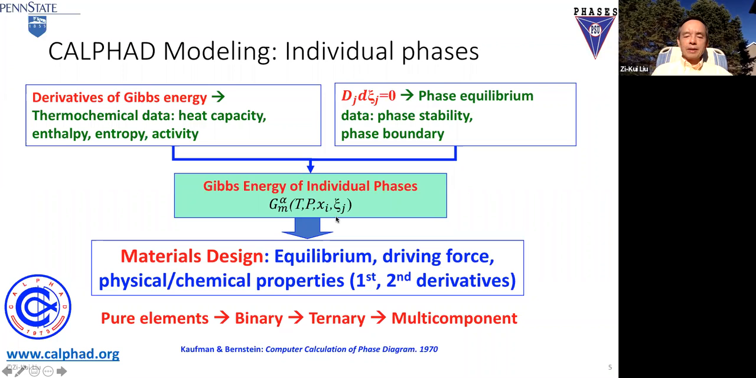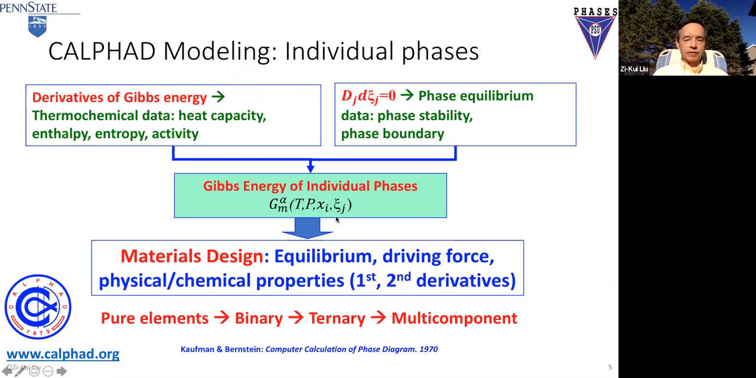Material design, you can think about three aspects. Equilibrium, that's like the phase diagram, or you want to know whether phases are stable. Or you talk about driving forces. You want to see what's the driving force for a system to change from liquid to solid, from one crystal to another crystal. Or you want to talk about the physical property, chemical property of that phase.